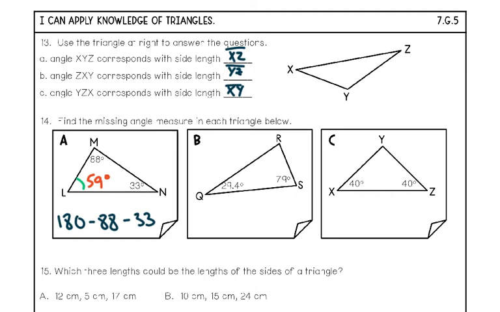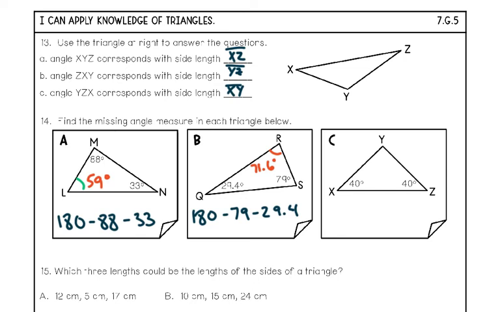Let's look at B and do the same thing. Take 180 and then take off the two angles that you have. So take off the 79 and then take off the 29.4. What you're left with will be that missing angle, which is 71.6 degrees. And again, add that to these two angles just to double check that you've got 180.